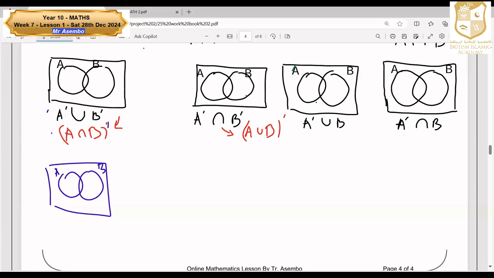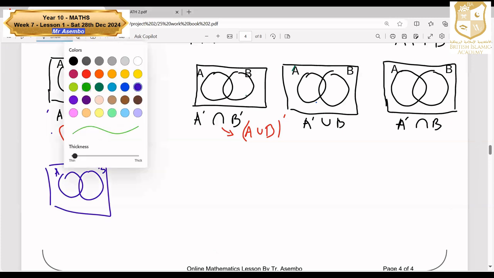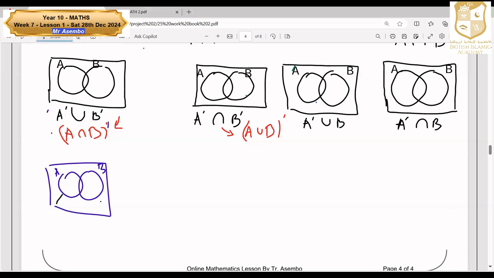Now, let's start by shading A complement. A complement is everything that is not in A. So let me use a different color here, black. Now, I'll shade everything that is not in A like that. Everything that is not in A, of course, is going to touch up to here.